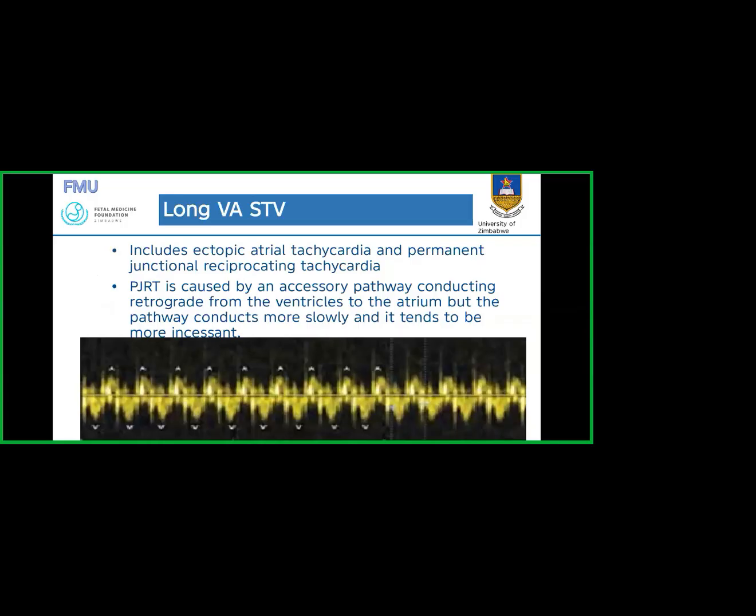Then we go on to long VA supraventricular tachycardia. This includes ectopic atrial tachycardia and permanent junctional reciprocating tachycardia. The permanent junctional reciprocating tachycardia is caused by an accessory pathway conducting retrograde from the ventricles to the atrium, but the pathway conducts more slowly as it tends to be more incessant.